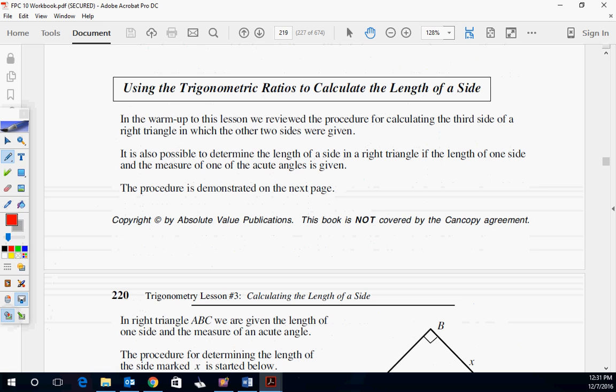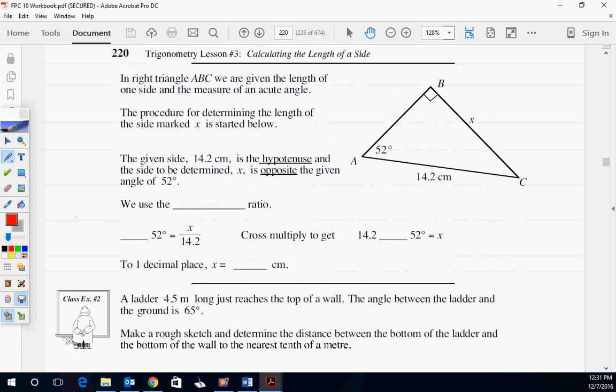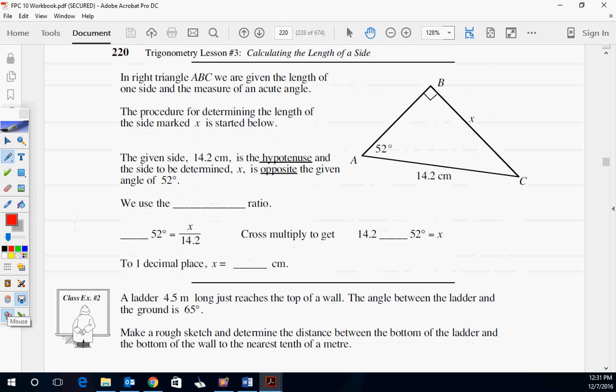Okay, so using trig ratios to calculate the length of a side. So now we're using trig ratios to help us find missing sides, rather than the Pythagorean theorem. What you have to remember for your trig ratios, guys: sine is opposite over hypotenuse, cosine is adjacent over hypotenuse, tangent is opposite over adjacent. SOH CAH TOA. Get that acronym down. That's something that when you get your test, you can write on the top as a reference.